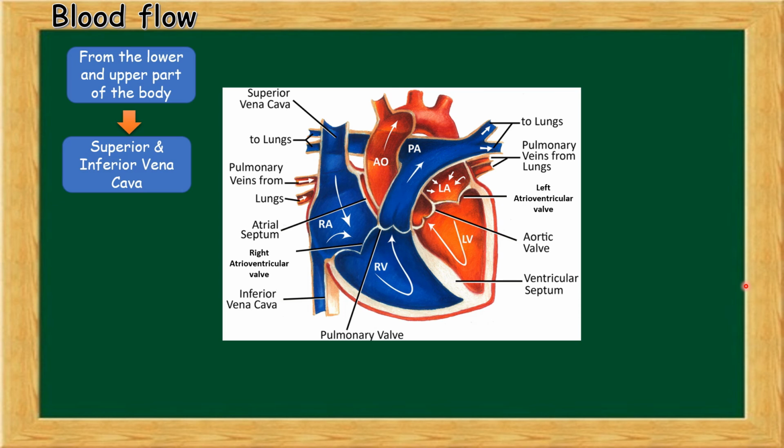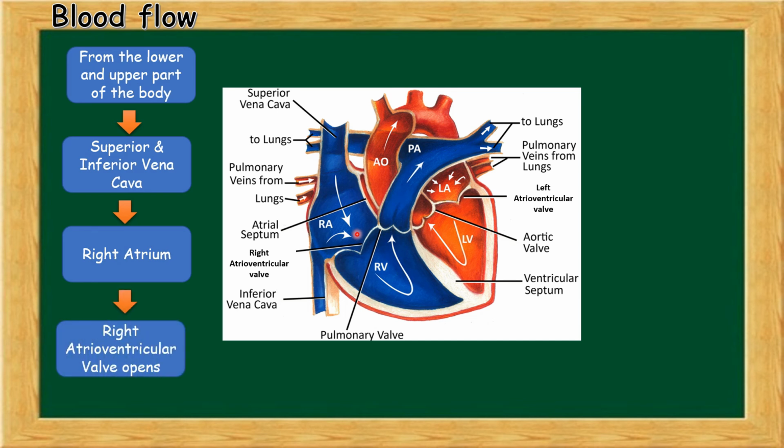After the superior and inferior vena cava, the deoxygenated blood will move to the right atrium. That's the first chamber, or one of the chambers, of our heart. Then after the right atrium, a certain valve will open. So the right atrioventricular valve opens. When the blood flows from here, it will now go here. This right atrioventricular valve will open once the blood flows here.